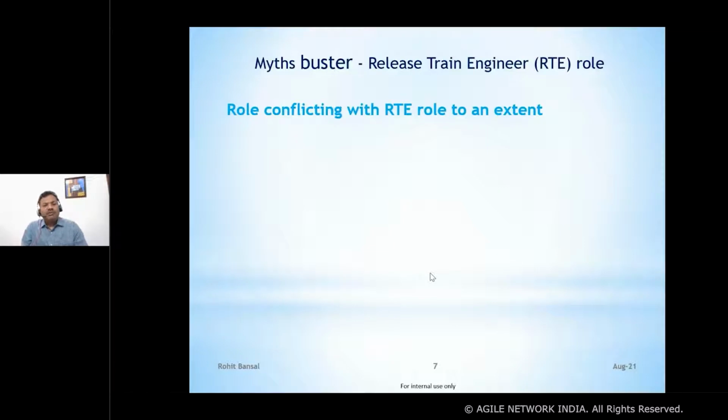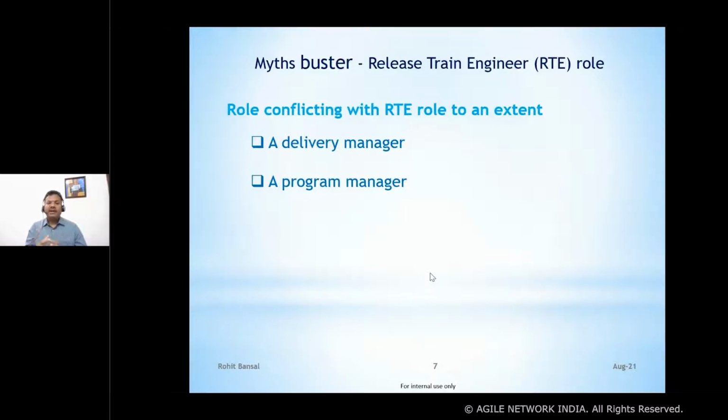What are the roles which conflict with the RT role to an extent? Delivery manager and program manager. Why is there a conflict? Because these roles also play a very important role at program level, and with earlier waterfall, these were the two prominent roles in any organization. But with the RT role, after adoption of SAFe, it brings the same aspects, but RT focuses more on achieving the final outcome, helping in relentless improvement using a servant leadership model.